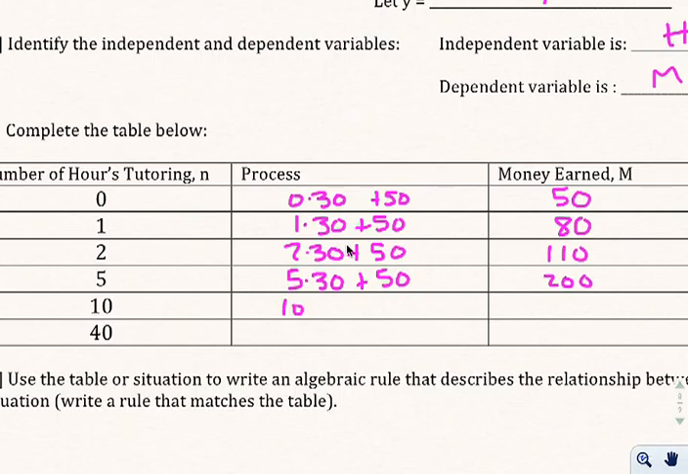Here we have 10 hours of tutoring, that's going to be $30 an hour, plus 50. Well, 10 hours of tutoring at $30 an hour, 10 times 30 will be 300, plus the 50 will be a $350 bill. And finally, 40 hours of tutoring, which is like a full week of tutoring at $30 an hour, plus the 50 initial fee. Well, this part of it is going to be 1200, so this is going to be 1250.